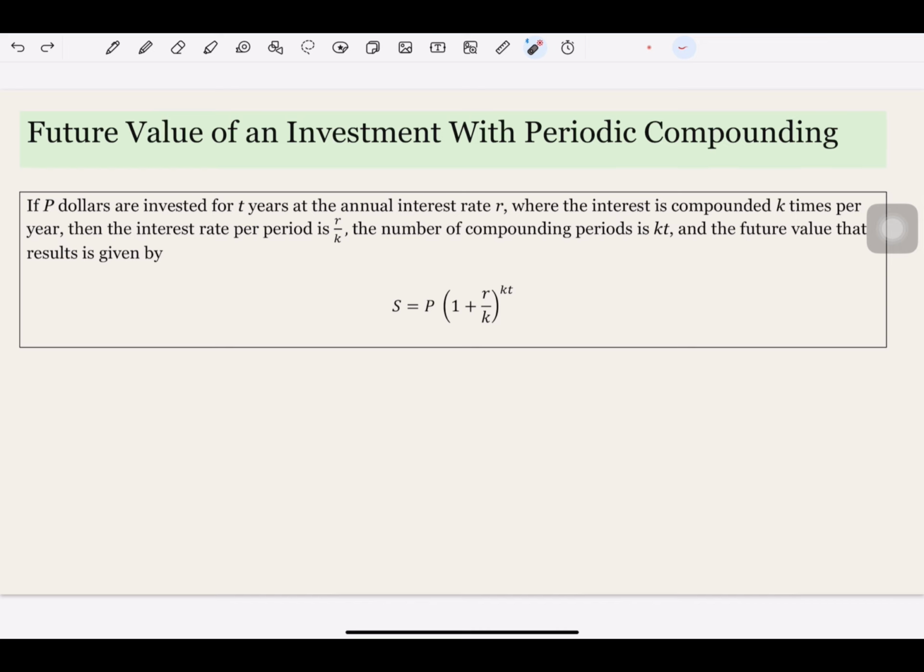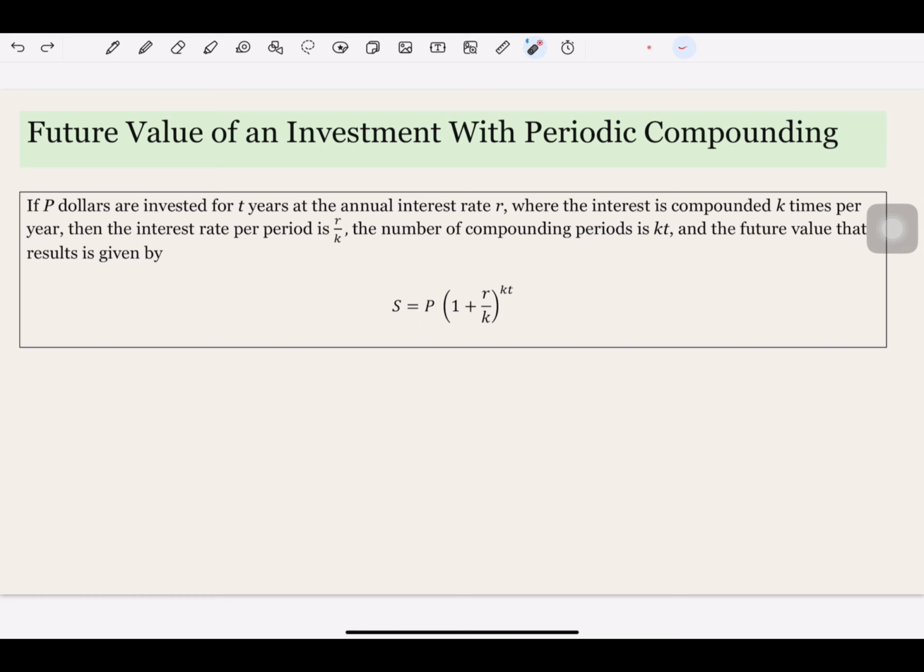In this formula, R over K represents the interest rate per compounding period, and K times T represents the total number of compounding periods. This whole expression shows how money grows as interest is added multiple times per year.